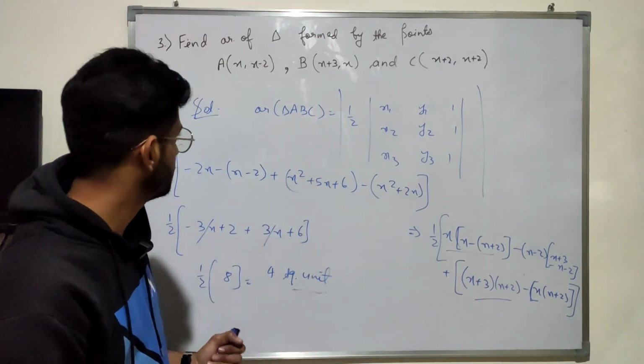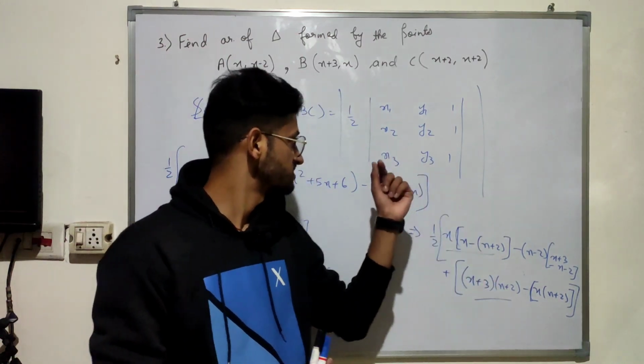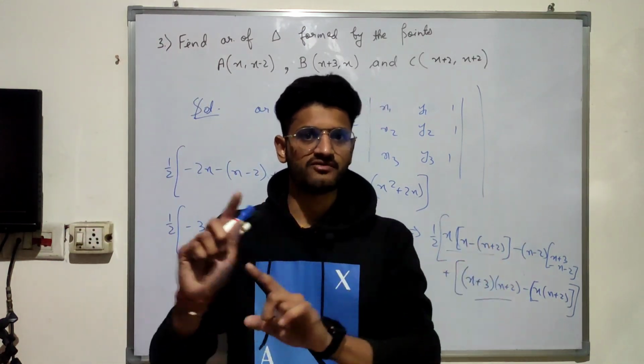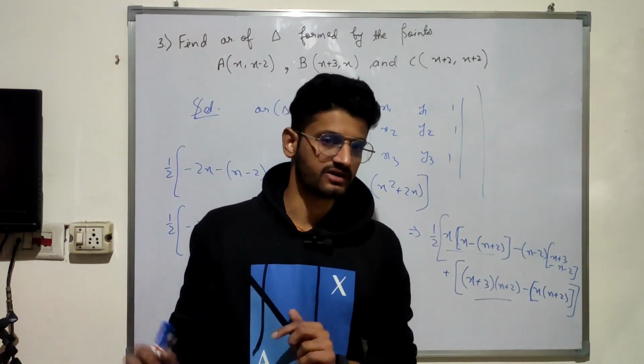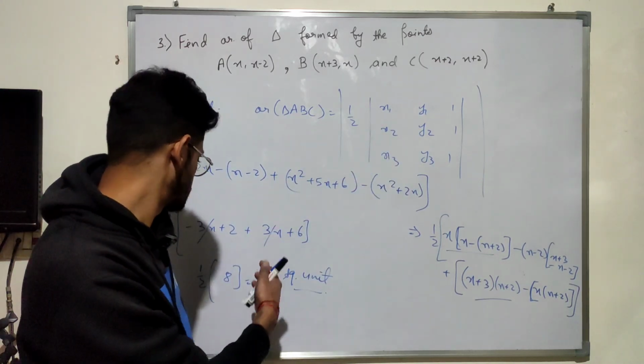So this problem was just basic. We have to apply the formula which we have studied, that is, the area of triangle ABC is half of the determinant of x1 y1 1, x2 y2 1, x3 y3 1. We put in the values which were provided and solved it to get the result 4 as our answer.